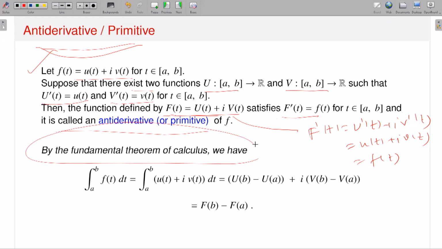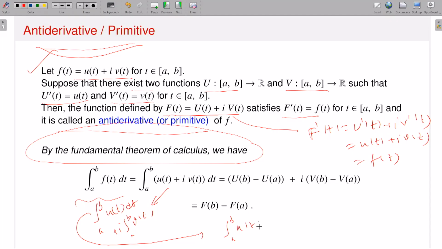So then by the fundamental theorem of calculus, in the real case, what is the definition? Integration a to b of f(t) dt, by definition, is nothing but integration a to b of u(t) dt plus i times integration a to b of v(t) dt. But what is integration a to b of u(t) dt? It is the same as a to b of capital U prime of t dt, since small u has a primitive, that means it exists. And then by the fundamental theorem, what is the value? U(b) minus U(a). Similarly, you can say that integration a to b of v(t) dt is the same as integration a to b of V prime of t dt, because capital V is a primitive of small v, and then by the fundamental theorem, this is V(b) minus V(a).